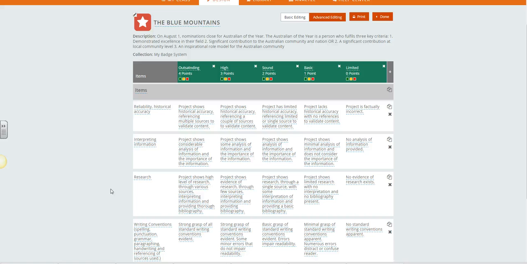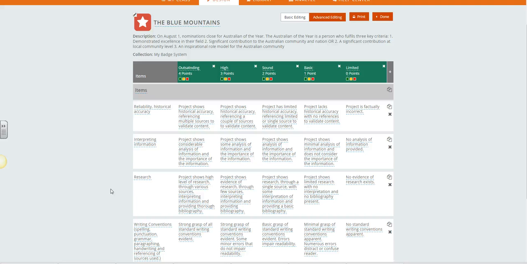At the end of our discussion, we were able to put them into some categories, such as whether or not what they were talking about was reliable, whether it was accurate, whether or not they were interpreting information or they were just regurgitating information, and whether or not there's any evidence that they'd actually done research, or whether they had just written about their holiday to the Blue Mountains last December.